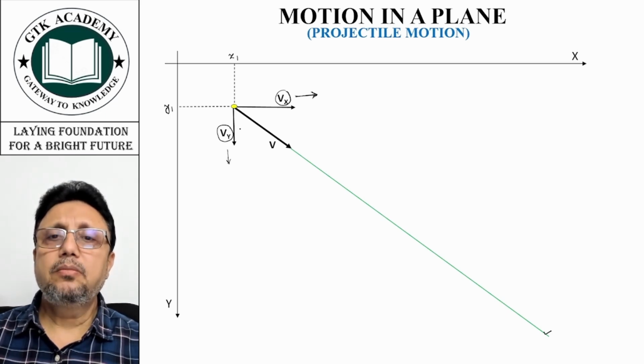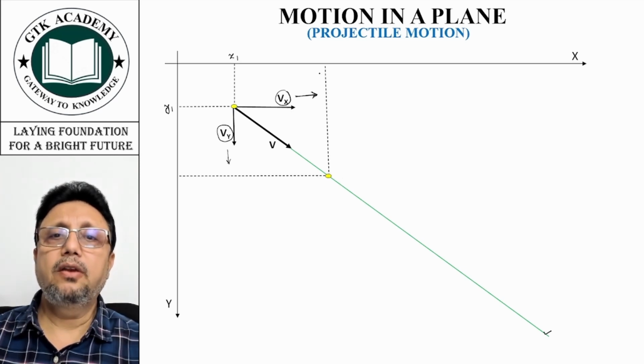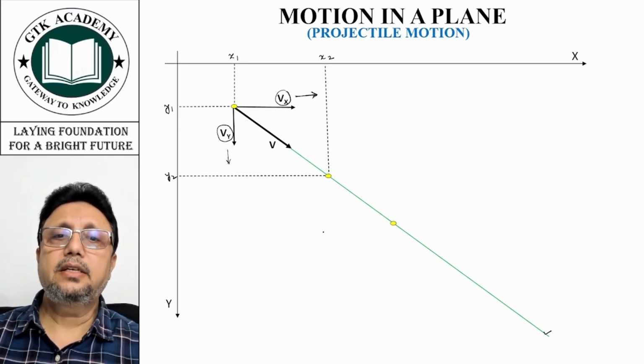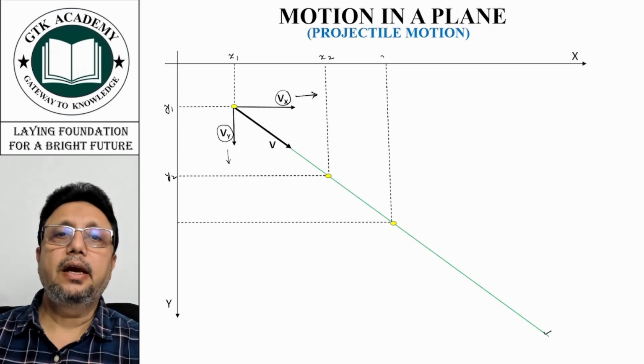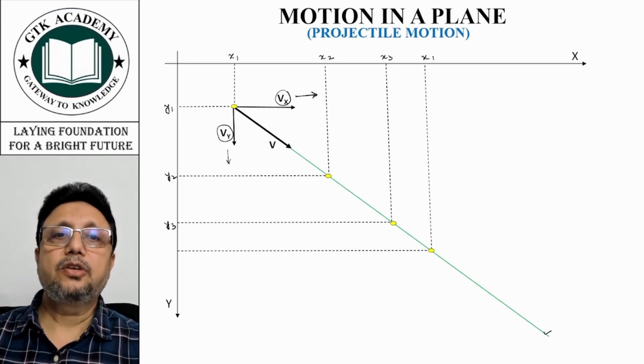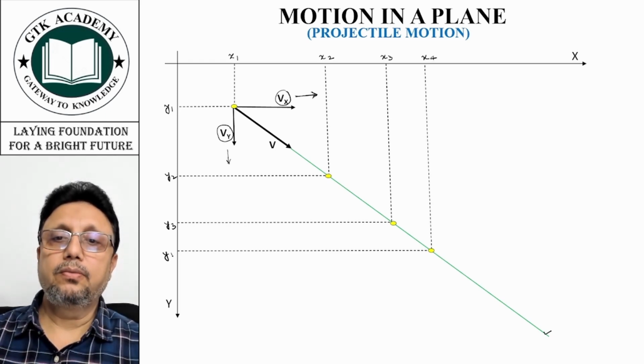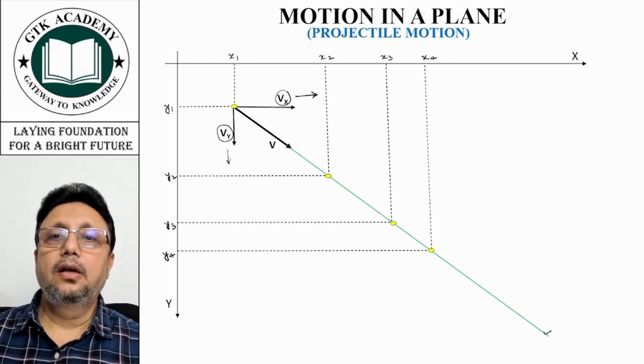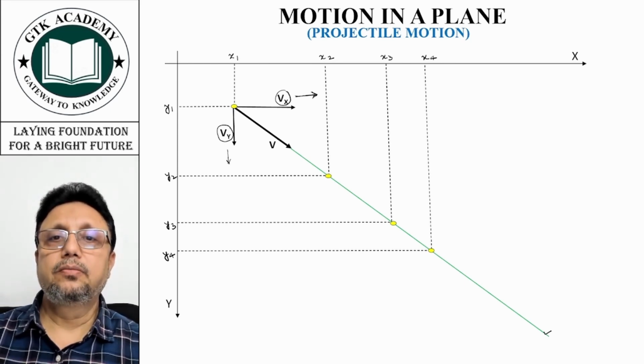So after some time, say its position is shown by another dot here, and we say this is at time t2, it is x2 and y2. Again at time t3 it becomes x3 and y3. At time t4 it becomes x4 and y4. Till now there is no force.